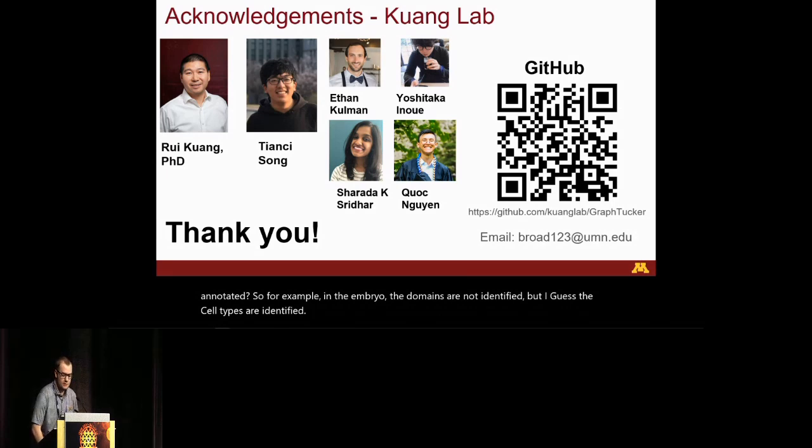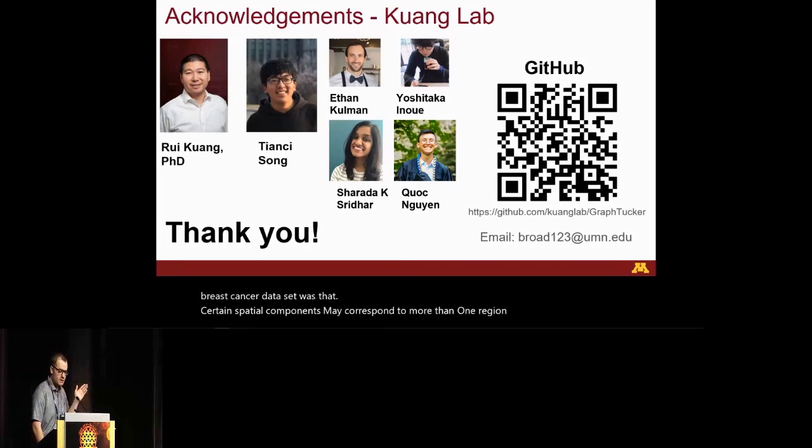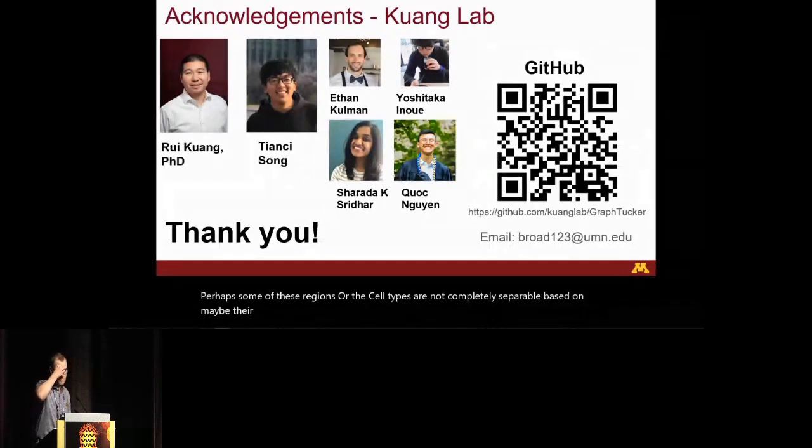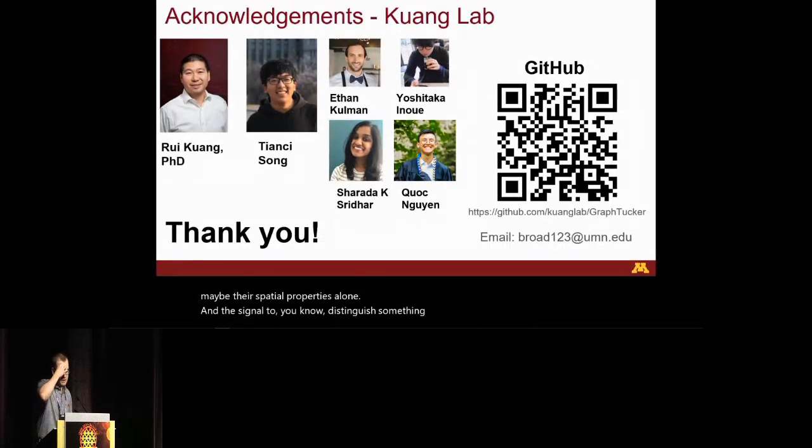Yeah, that's a good question. Actually, one thing that we saw, especially in this breast cancer data set, was that certain spatial components may correspond to more than one region in the annotation, which suggests that perhaps some of these regions or cell types are not completely separable based on their spatial properties alone. And the signal to distinguish something like cell types wasn't something we were looking into directly, but it would be something to look for in the future.